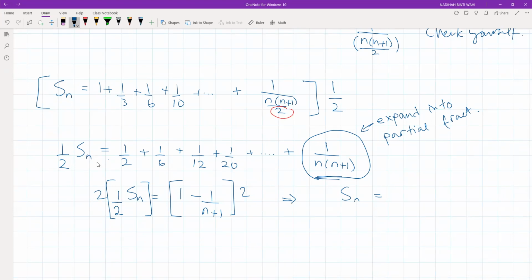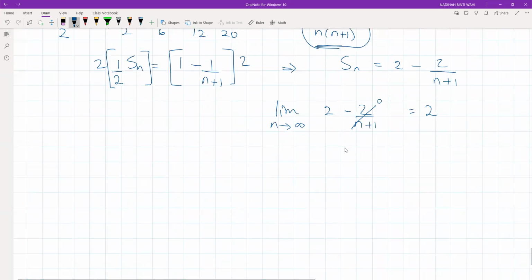So this is the 1/2 Sn. Okay, so the expanded into partial fraction, and then Sn is just 2 minus 2 over n plus 1. Okay, so kalau kita ambil limit, take the limit, n goes to positive infinity of 2 minus 2 over n plus 1. So yang ni obviously goes to 0. This is equals to 2. So we can show that Sn equals to 2.